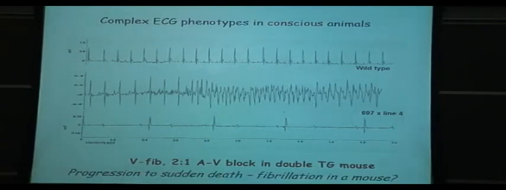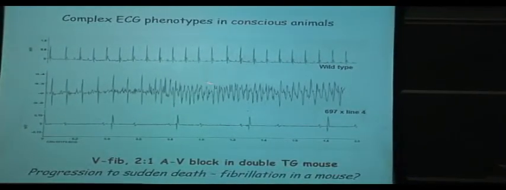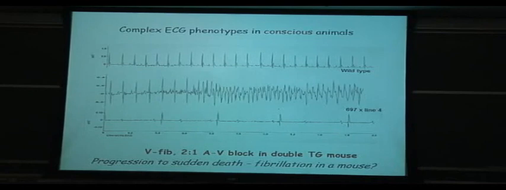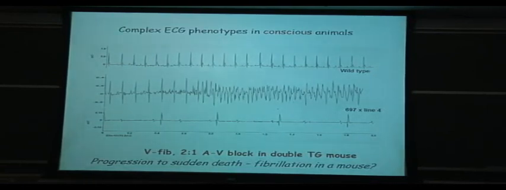I didn't put the data up, but we see that the incidence of this kind of event gets more and more regular as the animals progress towards death. We have actually recorded telemetrically some of these animals all the way to death. So what we think is happening is that this is leading a progression towards a sudden death in the animal, and maybe what we're seeing is a fibrillation in a mouse.